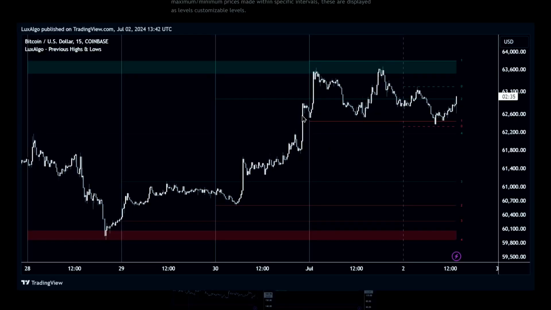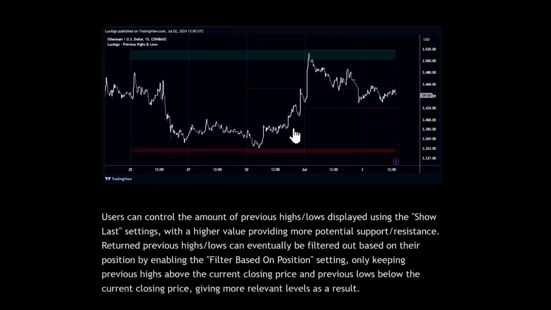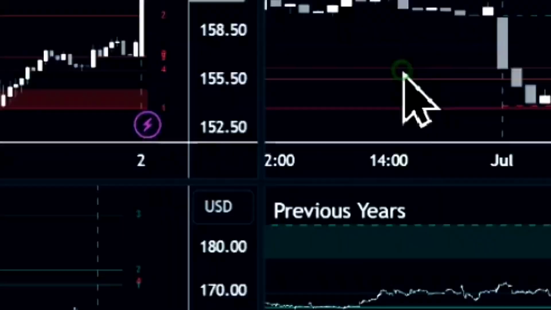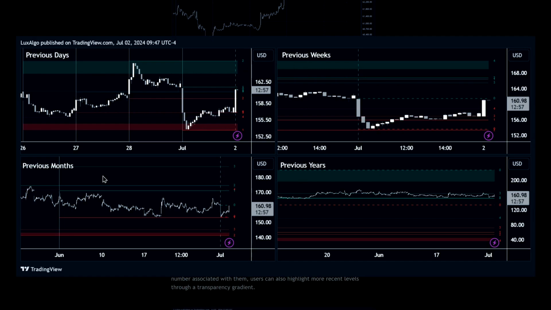What's great about this method is that you don't need to spend hours manually identifying these levels. We'll use a simple TradingView indicator to automate this process. Trust me, you'll want to stick around for this one because it's going to be a game changer.